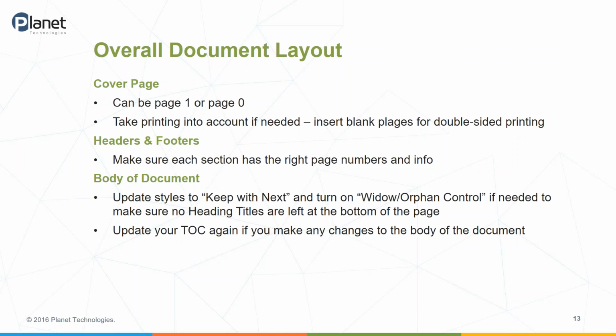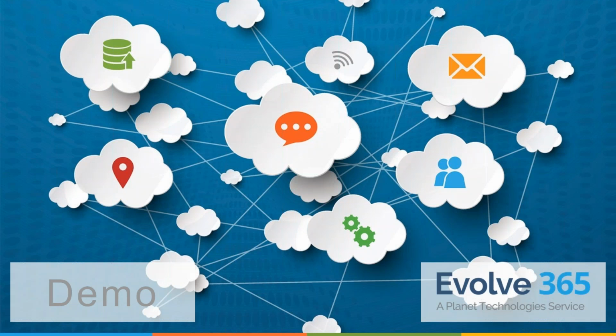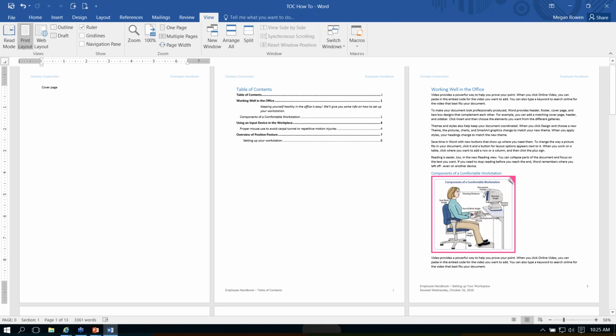Once you're done with all your breaks and your sections and your headers and footers, you've already done your table of contents, you want to go back through one final time before making it the final document and make sure all of these pieces are coming together. So I'll show you really quickly how you can look through that.